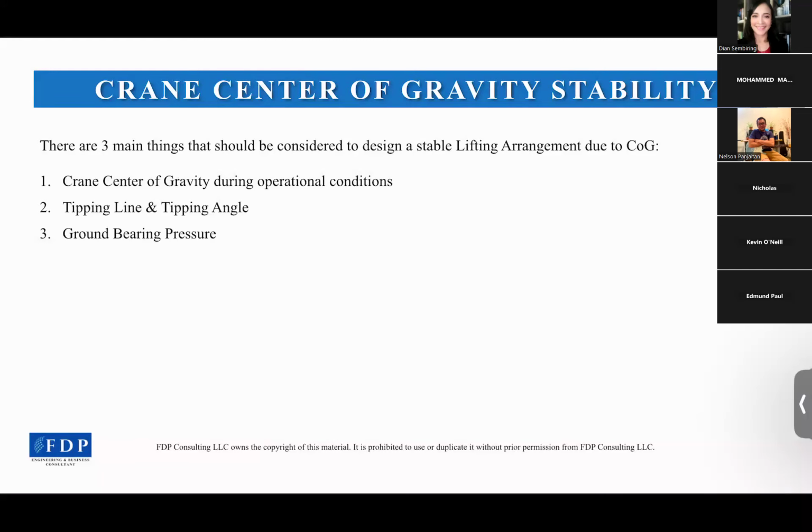I will explain more about this. And the last one is the ground bearing pressure. I think you are all familiar with this term. So the ground bearing pressure is a stress on the ground that is caused by pressure from the crane itself.